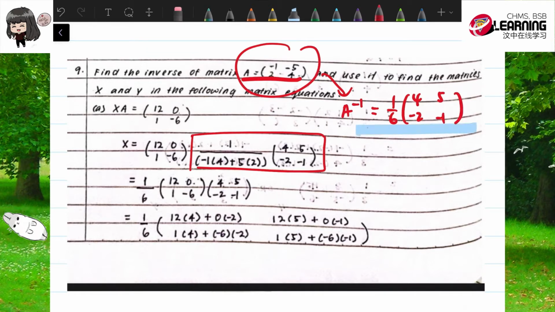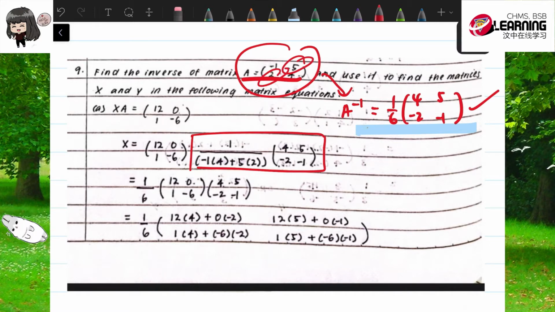Please mark this part. You must find A inverse first. I hope you remember how to inverse a matrix. It's 1 over the determinant, and then the negative 1 and 4 interchange, changing position. Negative 5 becomes positive 5, and the 2 becomes negative. It means you add a negative to both of these two, B and C. It's not that both become negative answers.